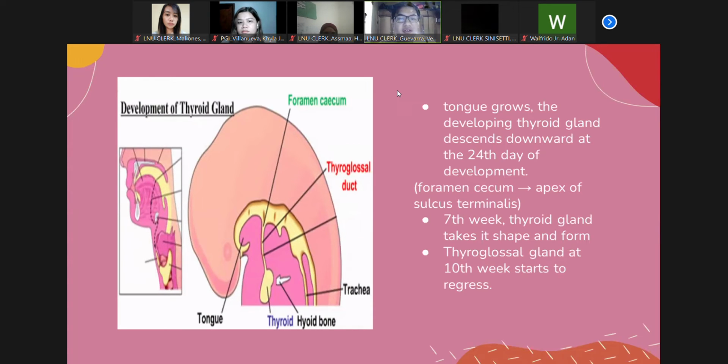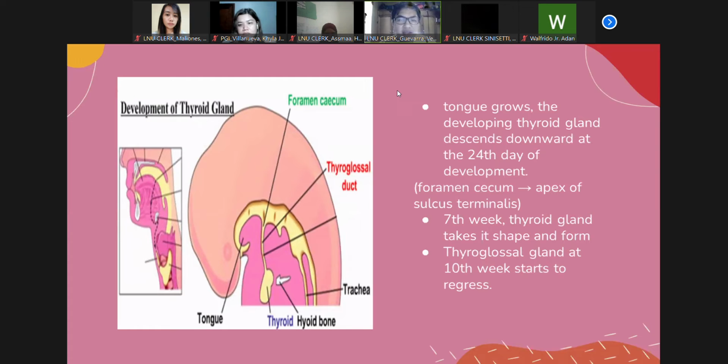By the 24th day after fertilization, the thyroid gland begins its development. So it is the first endocrine gland to develop. It develops from the endoderm of the floor of the primitive pharynx at the junction of the anterior two-thirds and posterior one-third of the developing tongue, which then develops from the thyroid primordium.